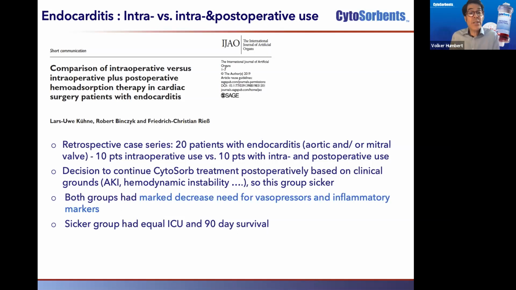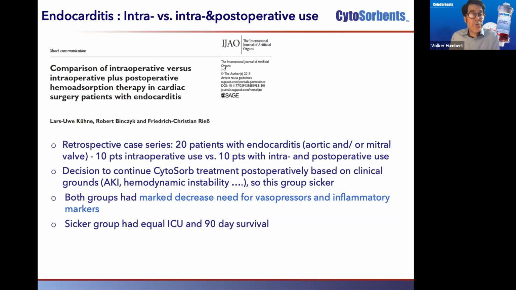And the decision to continue Cytosorb treatment postoperatively was based on the clinical grounds. This was on the one hand, the presence of acute kidney injury, so the presence of CRRT as a host circuit, but also the presence of hemodynamic instability. Also, it's not listed here, the presence of quite profound vegetations by visual inspection during surgery. When all this was given, the surgeons decided to continue with Cytosorb therapy in those patients postoperatively.